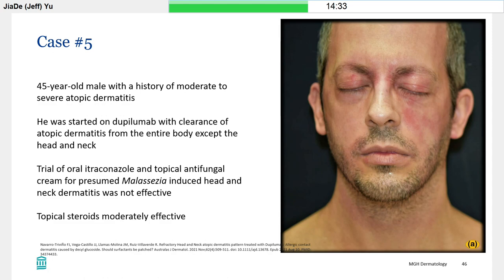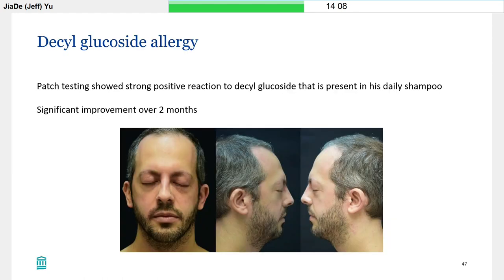Case number 5 here is a 45-year-old male with a history of moderate to severe atopic dermatitis. He was started on dupilumab with clearance of the AD from the entire body except the head and neck. For those of us in the room that probably use a lot of dupilumab nowadays, we probably see this in a fair number of patients, where they get this head and neck dermatitis that could have various causes. We did a trial of oral itraconazole and topical antifungal cream for this presumed malassezia-induced head and neck dermatitis, but it didn't get much better. Topical steroids were moderately effective.